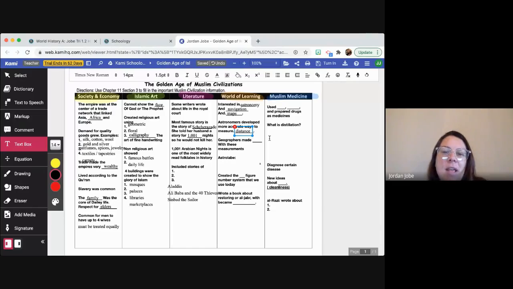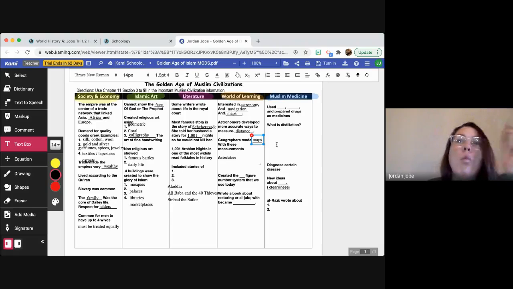Whereas geographers ended up making more accurate what with these measurements? Did geographers make new maps? Yeah, they make more maps that actually made sense. Okay. If you look at early maps from early civilizations, they don't actually look like what the world looks like today. Whereas Muslim geographers were able to use the distance measurements that astronomers were calculating and apply them to map making. So the maps that Muslim geographers used were way more realistic and representative of actual measurements in real life.